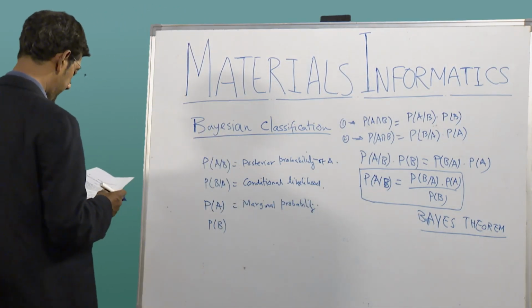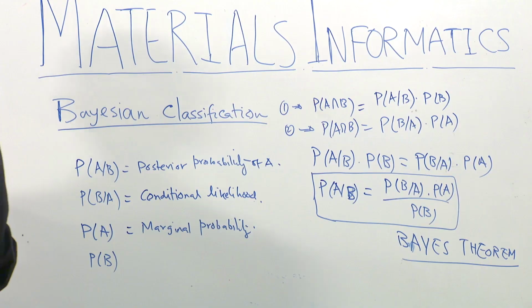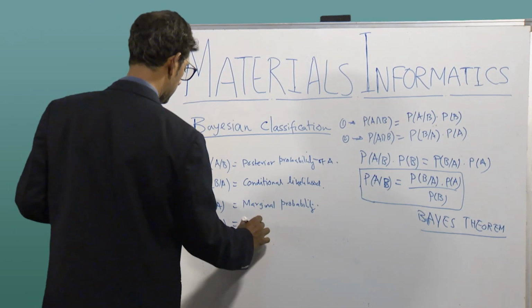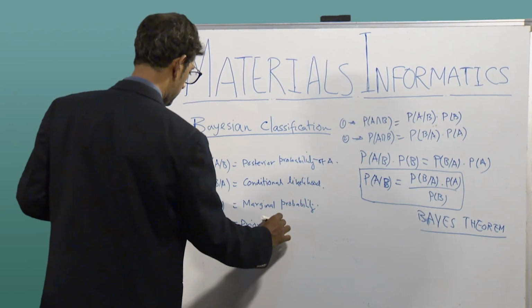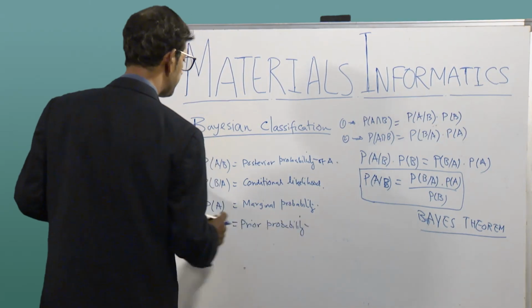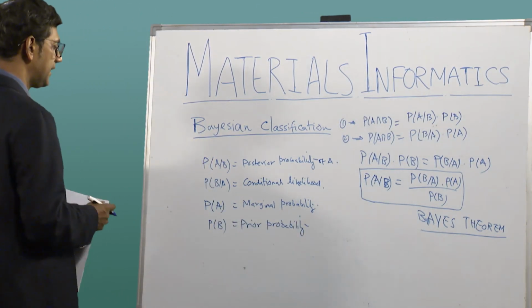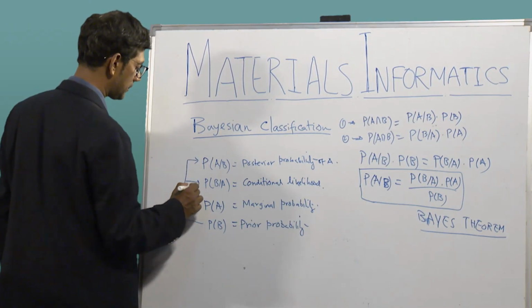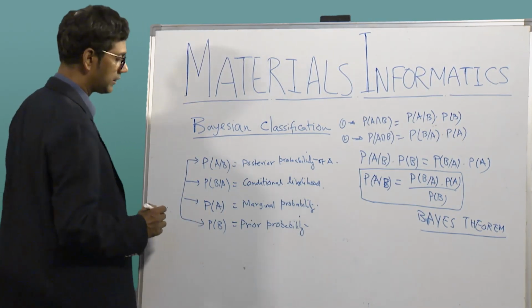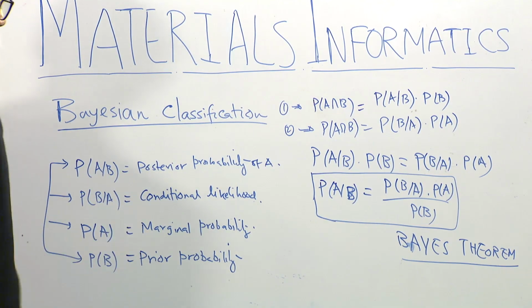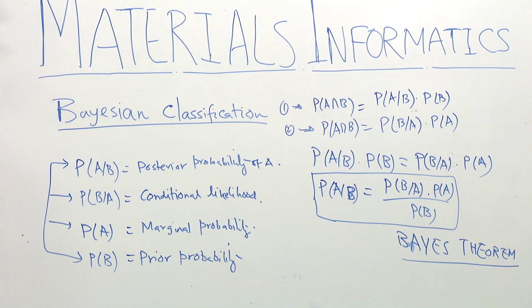And P(B) is called the prior probability. This is the way we define these four different terms: posterior probability, conditional likelihood, marginal probability and prior probability. This is how we define the different terms.